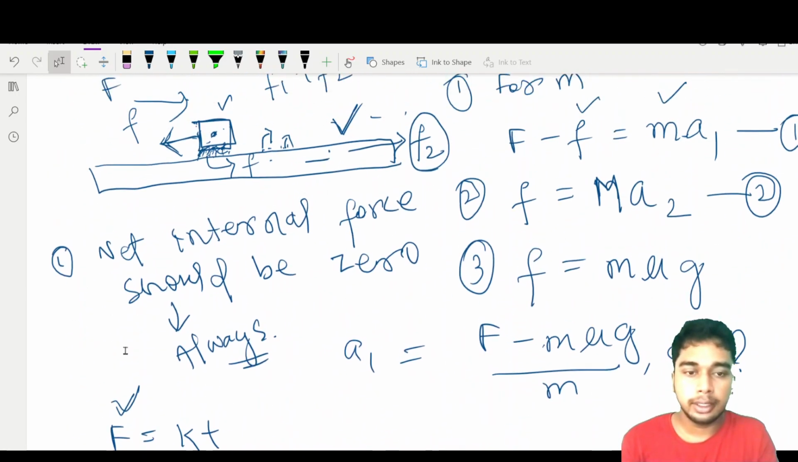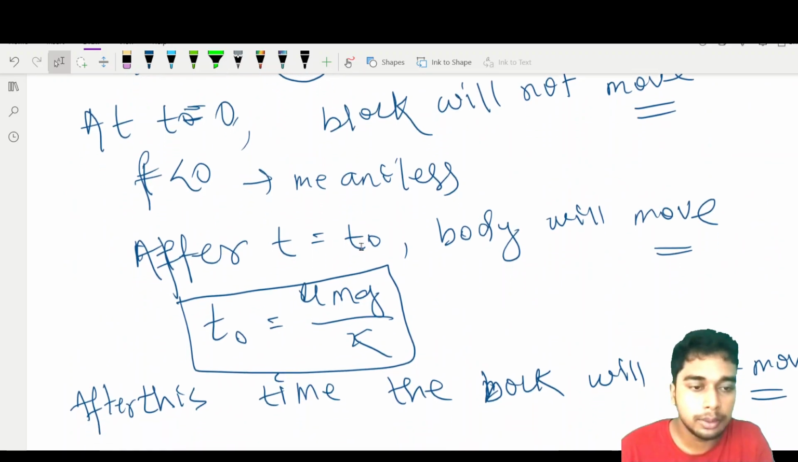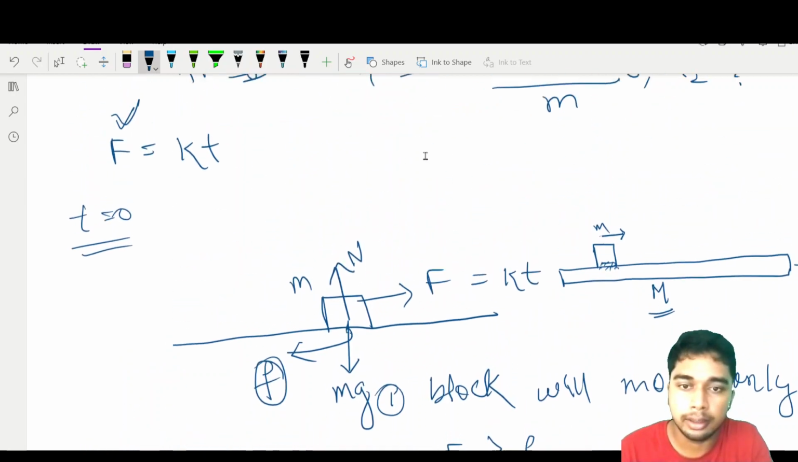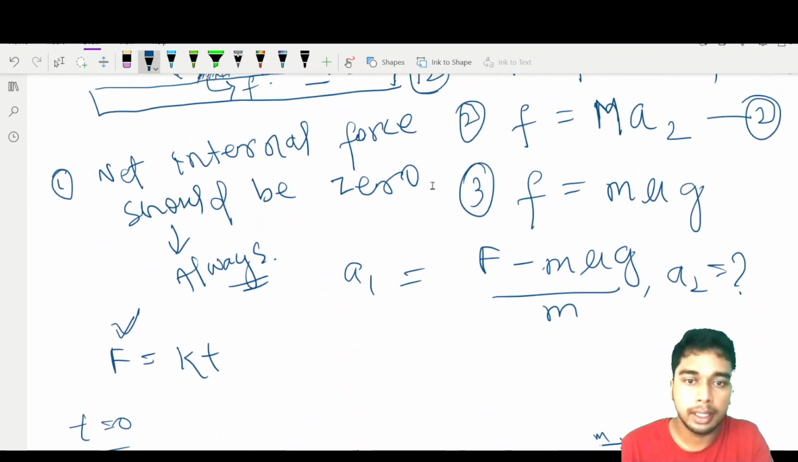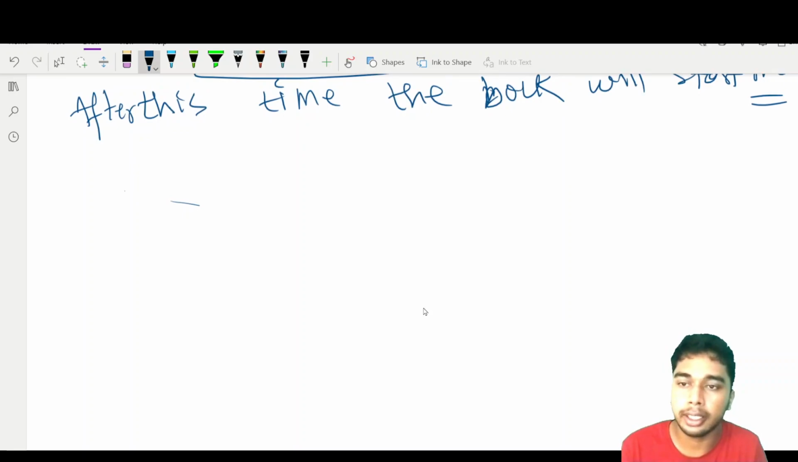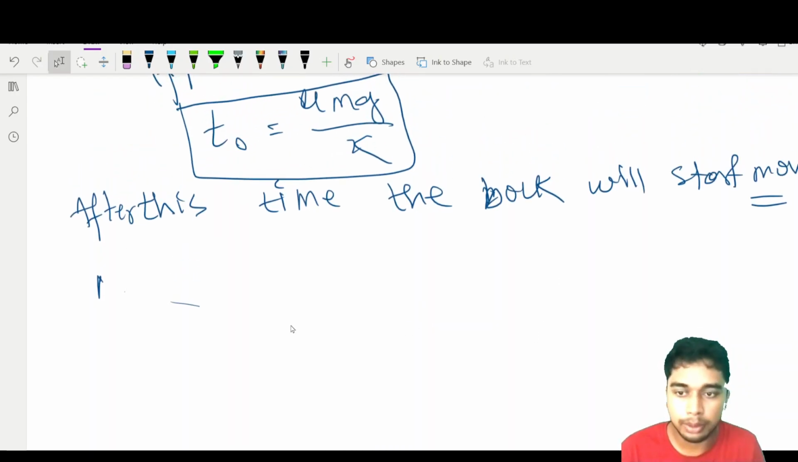So in the previous question, and in this question, I already said, I think the confusion will be removed after this discussion. So here I can simply write, from the above discussion I came to know that there will be a certain time after which they start to move.